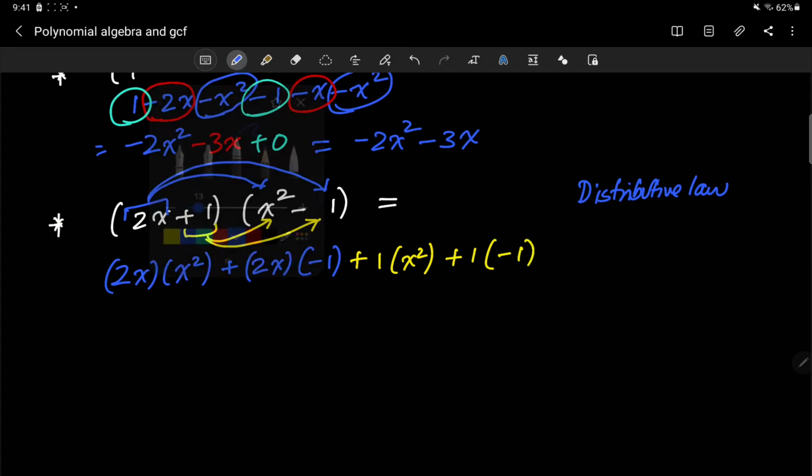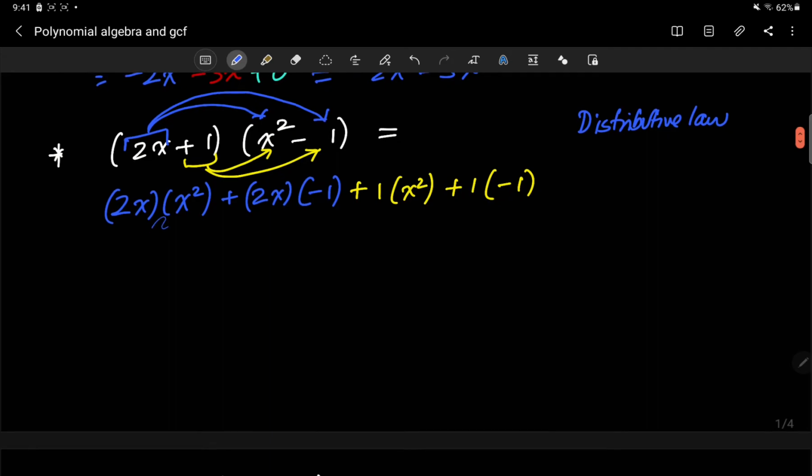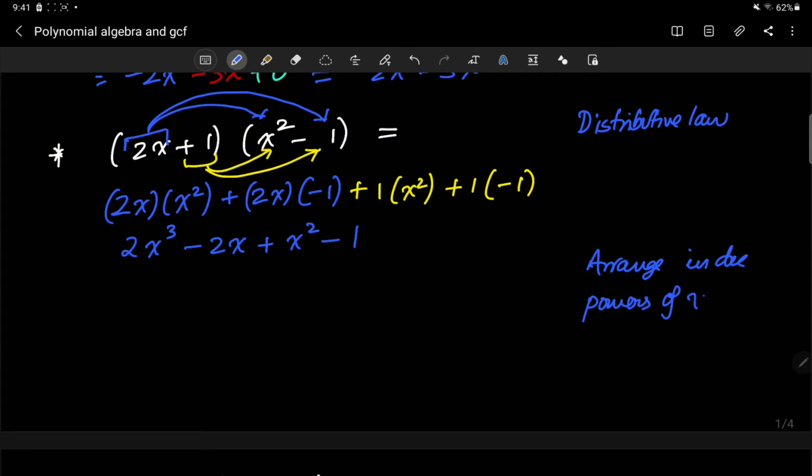Now you perform the products here. So when you perform this product, the exponents add up. So this is going to be 2x cubed minus 2x plus x squared minus 1, and then we arrange it in decreasing powers of x. So 2x cubed plus x squared minus 2x minus 1.